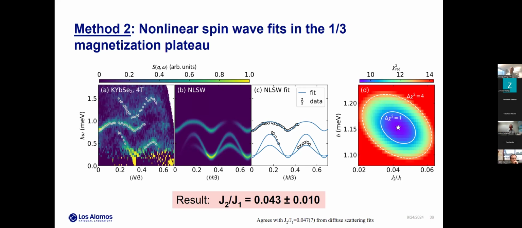I see. As far as I know, there's no measurement, at least no neutron measurement, for any of the 122s that went to the fully saturation field, right? No, that's because, depending on which compound it is, you need something above 10 Tesla, and there are not many facilities that can do that for a cold spectrometer.